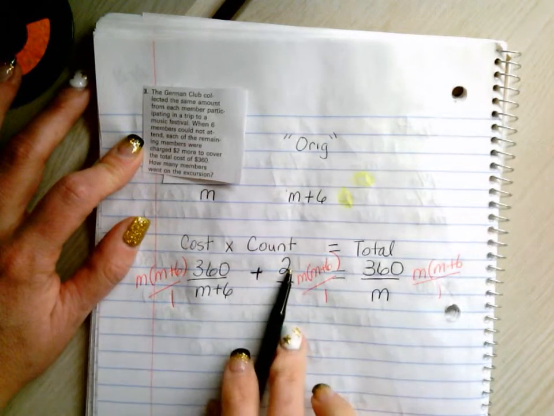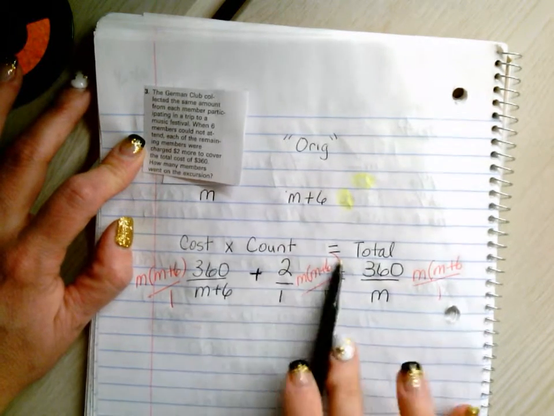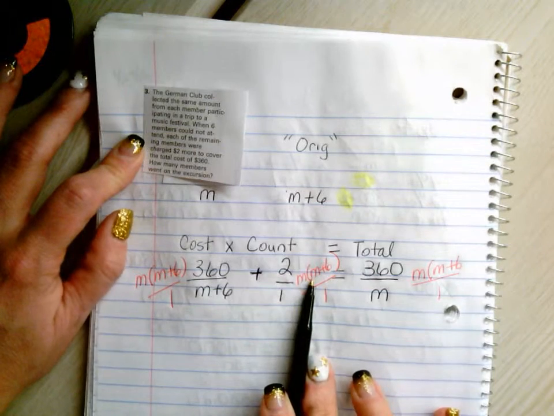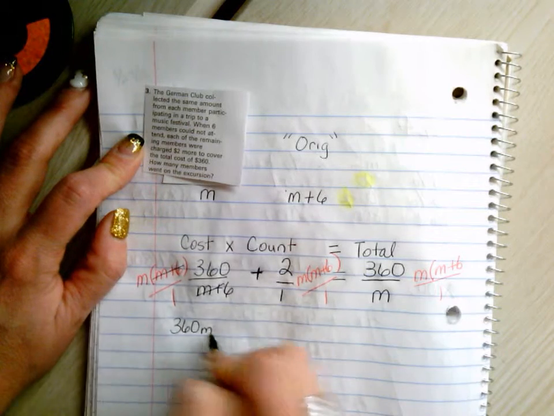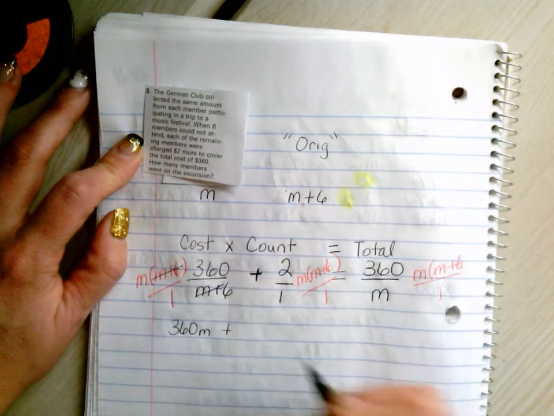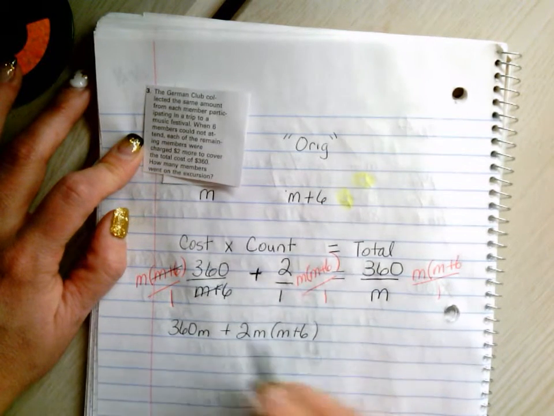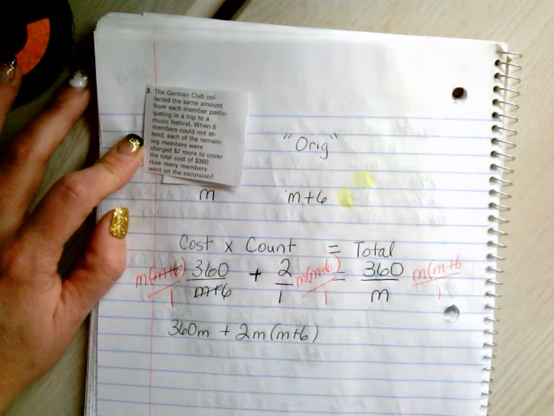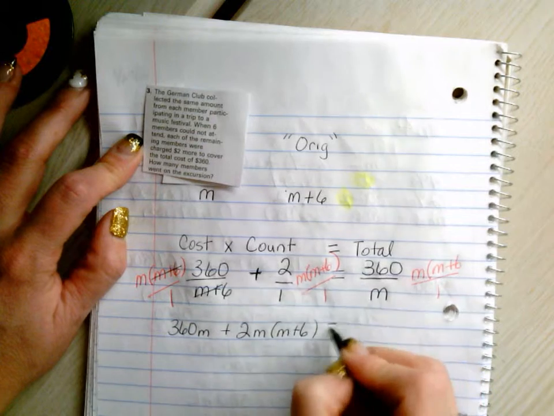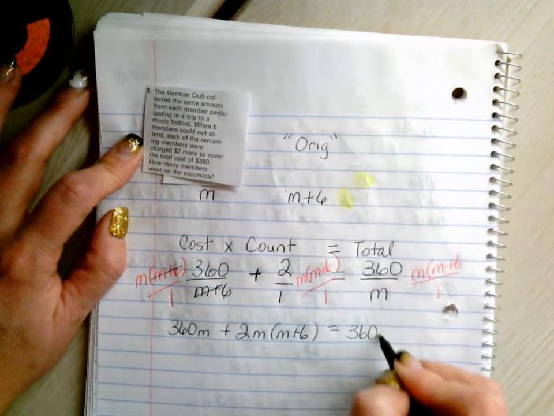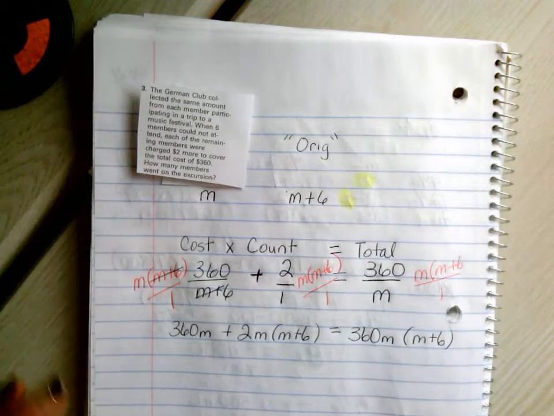So you're thinking to yourself, well, what did adding 2 have to do with it? Well, it was $2 per person, and it's going to be distributed in here once I multiply it. So, first position, 360m. Second position, 2 times m plus 6. Final position, 360 times m plus 6. Lots of algebraic work that has to get done here.